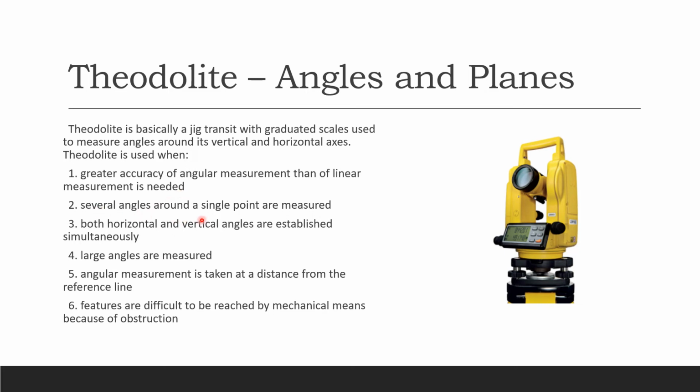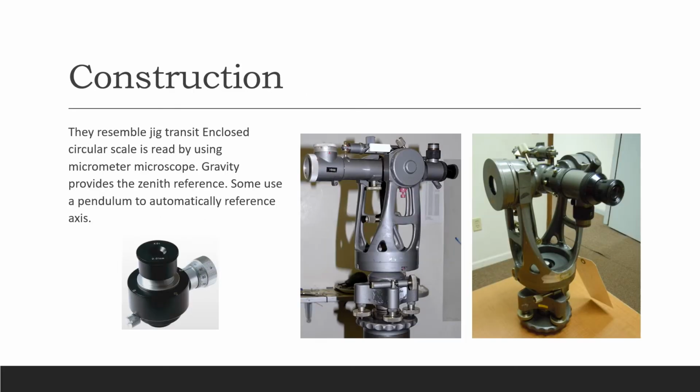So several angles around a single point of measure. Another key point: both horizontal and vertical angles are established simultaneously, at the same time. And large angles or hitting angles are in play. Angular measurement is taken at a distance from a reference line. Features are difficult to reach by mechanical means because of obstruction, because we're using light anyway.